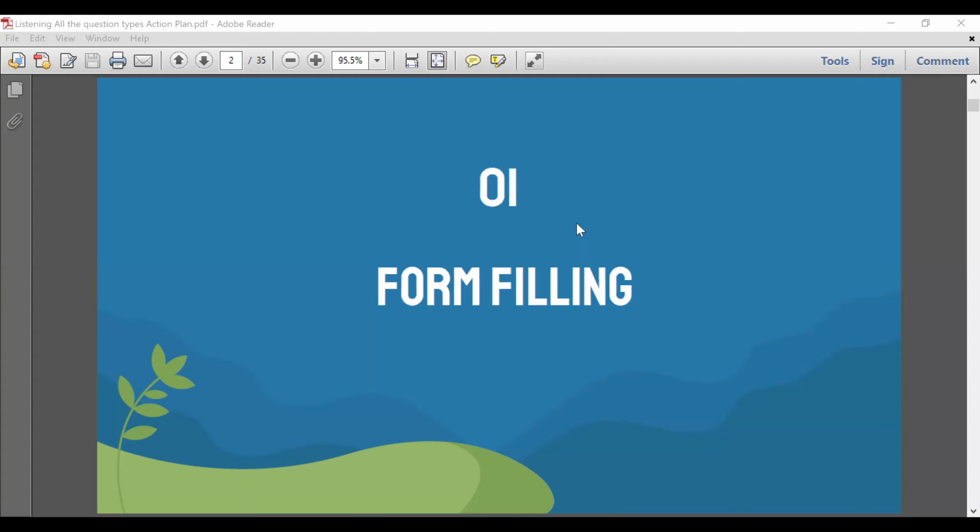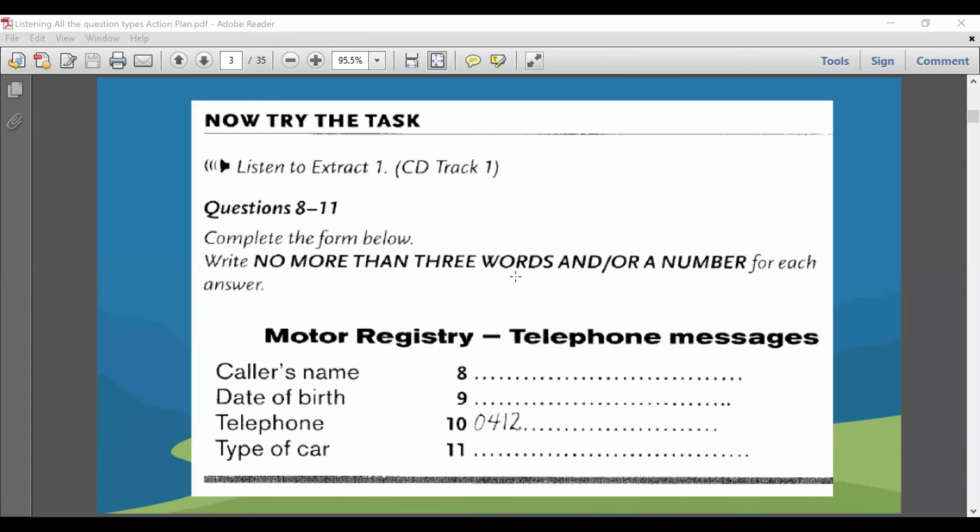Great. Now आप अपने notebook में लिखिए, the first part is form filling. We are going to do form filling and then these are the questions. So in the notebook, write 8, 9, 10 and 11. You are going to make the practice, habit of writing every answer in capitals. So please write answers in capitals. Let's get started.